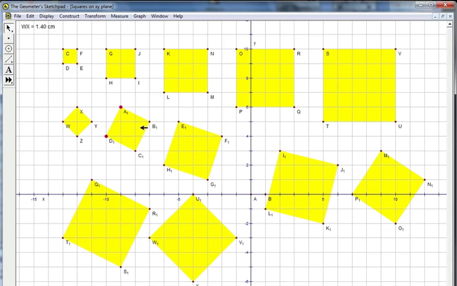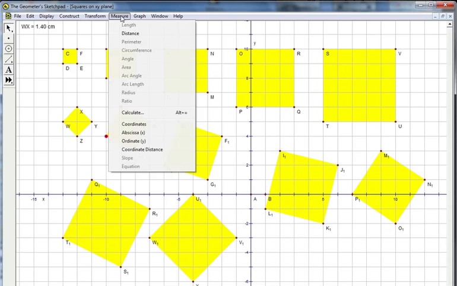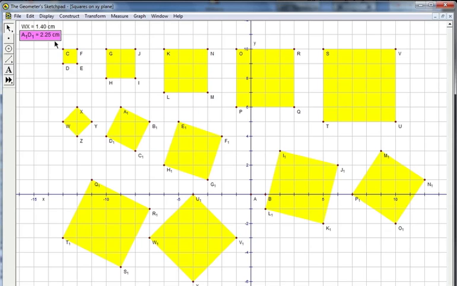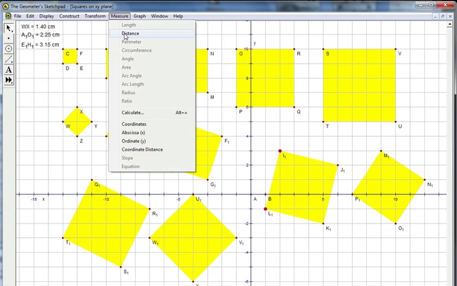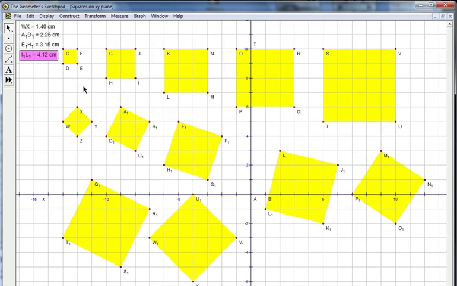The distance between these 2 points, 2.25. The distance between those 2 points, 3.15. The distance between those points, 4.12.